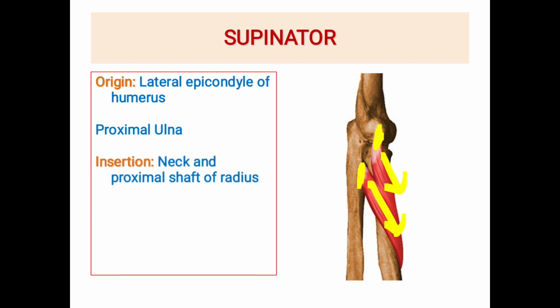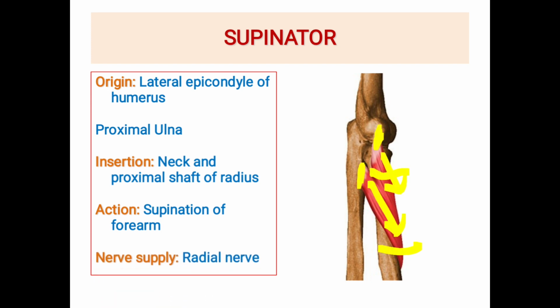So, neck and shaft. Supination of the forearm, and since it is the posterior group, it is supplied by the radial nerve. The supinator muscle, I think, is one of the deepest muscles there at the posterior forearm.